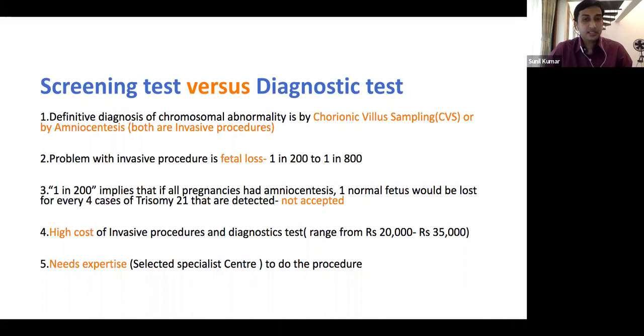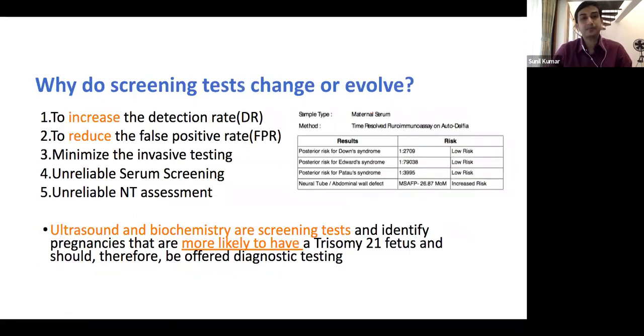Then these invasive procedures need expertise. Only selected specialist centers can do this procedure. Why do screening tests change or evolve? That's important because the screening test that exists now will not be the same for the next 10 or 20 years. It keeps evolving. Why does that happen?